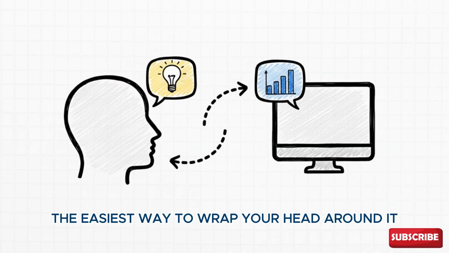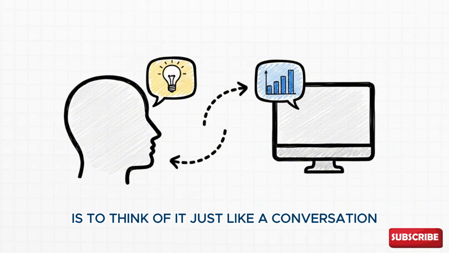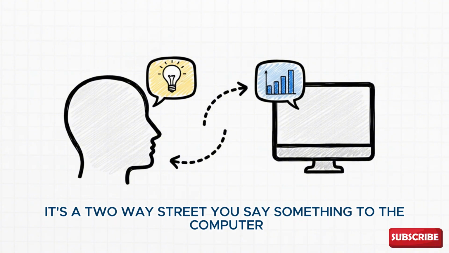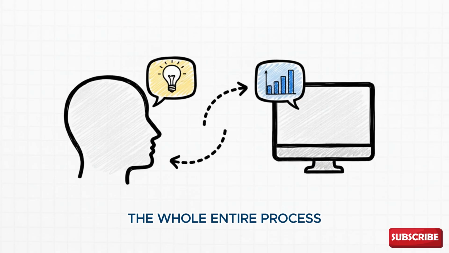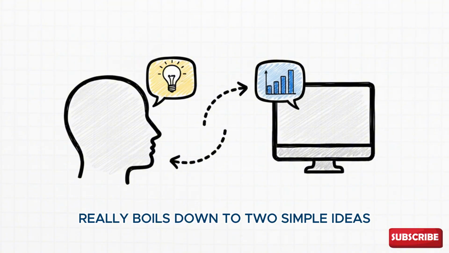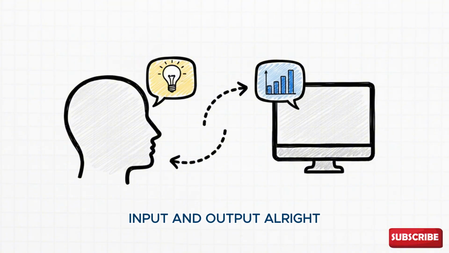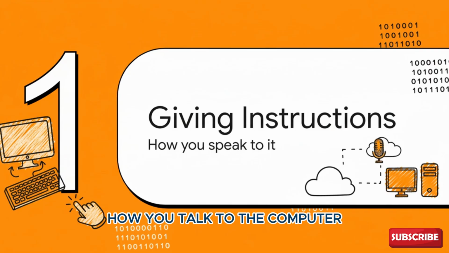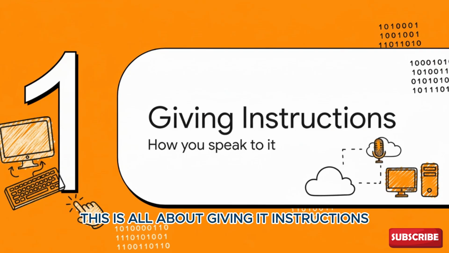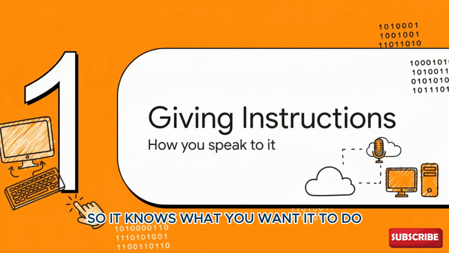The easiest way to wrap your head around it is to think of it just like a conversation. It's a two-way street. You say something to the computer, and then the computer says something back to you. The whole entire process really boils down to two simple ideas: input and output. All right, so let's start with the first half of that conversation: how you talk to the computer. This is all about giving it instructions so it knows what you want it to do.